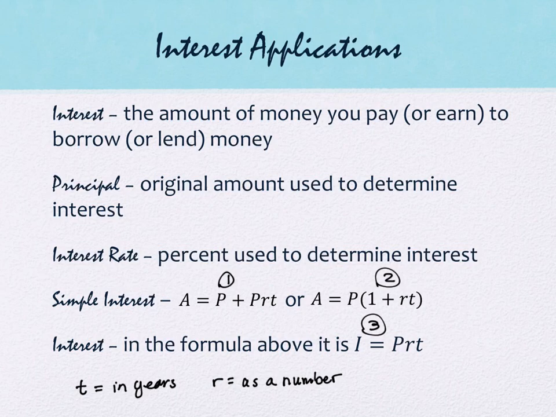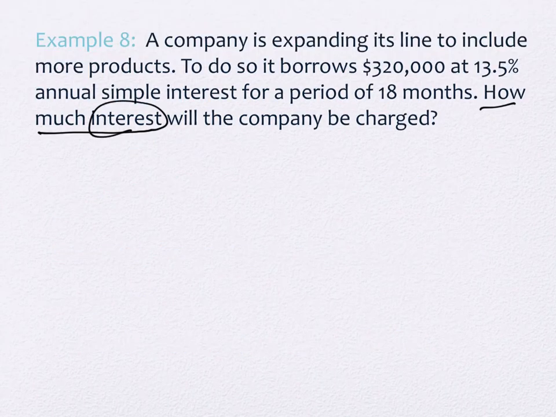Yeah, 3. 3 is the most direct. You can actually use any of them, but 3 is the most direct one to find because it specifically finds interest, and interest is what I'm asked for. So I'm asked to find interest. So this is I equal PRT. I is what I'm looking for.